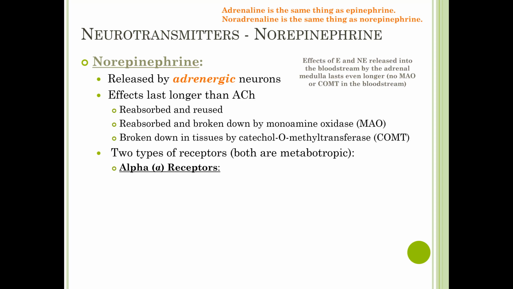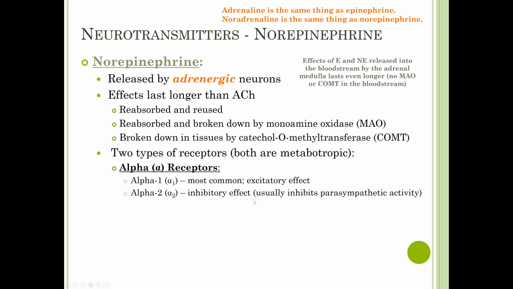There are two types of norepinephrine receptors, and both are metabotropic, meaning that they involve the second messenger pathway within the cell. The first type is called alpha receptors. There is an alpha 1 receptor, which is the most common type of alpha receptor, and it has an excitatory effect on the cell. There is also an alpha 2 receptor, which has an inhibitory effect, and this usually involves pathways that are going to inhibit parasympathetic activity. As you're going to see in a few minutes, norepinephrine is mainly used by the sympathetic nervous division. Because the sympathetic division is active, it wants to inhibit actions by the parasympathetic division.